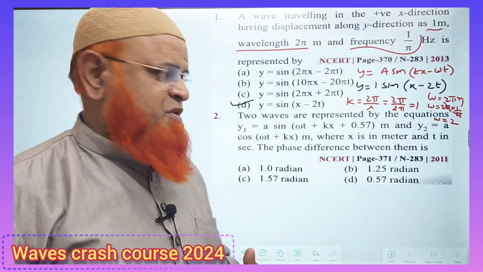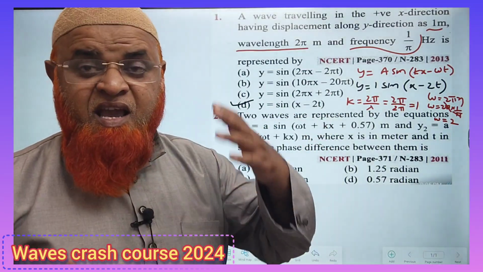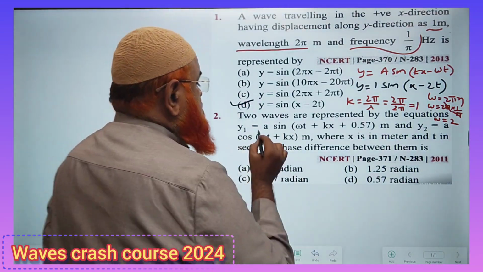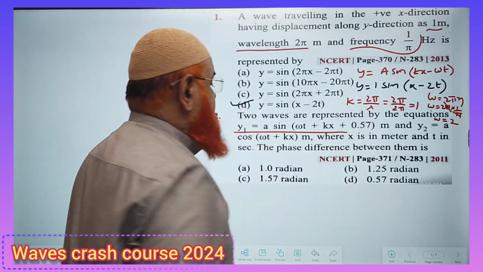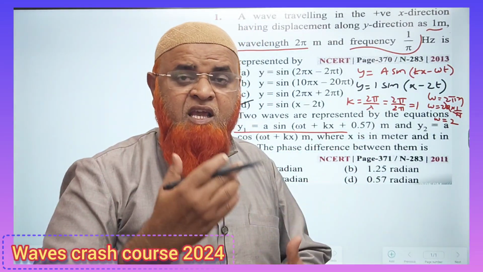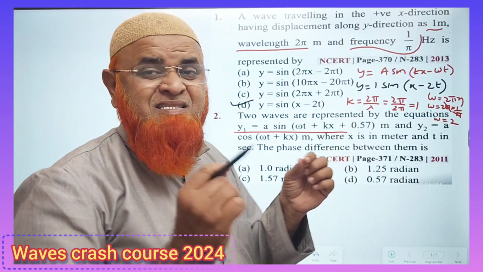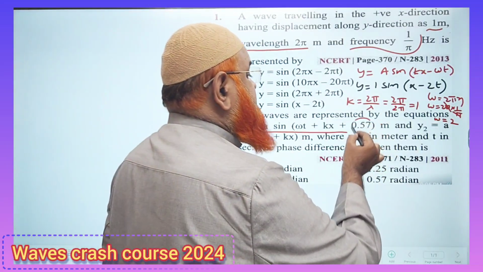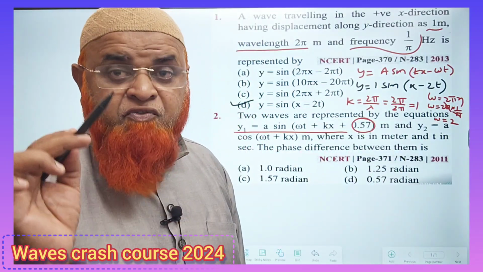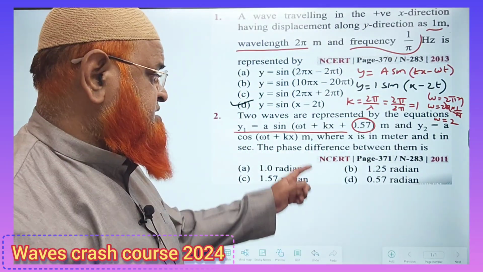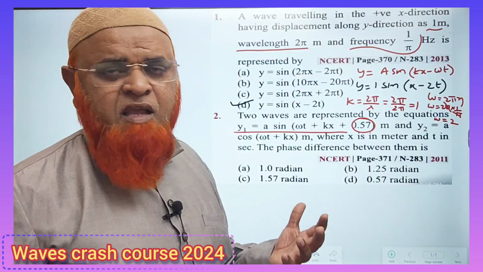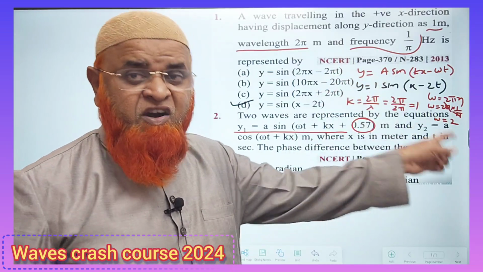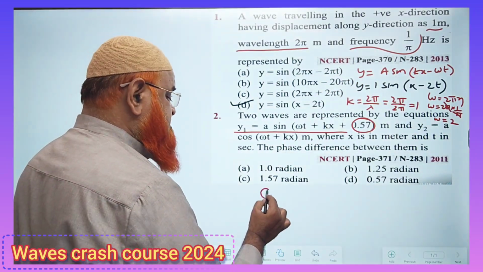Let us go for the next equation. In the next question, he has given two equations. Let us see what he has given. He has given y1 is equal to a sine omega t plus kx plus 0.57. This 0.57 is considered as phi 1, the phase angle. The general formula of writing the equation is a sine omega t plus kx plus phi 1. So phi 1 is ready with us.